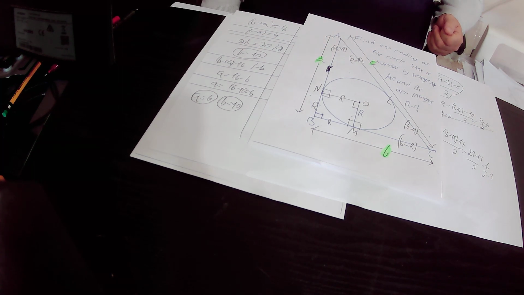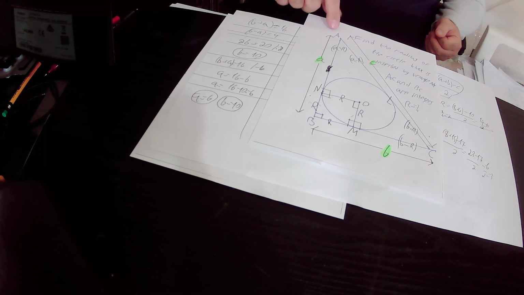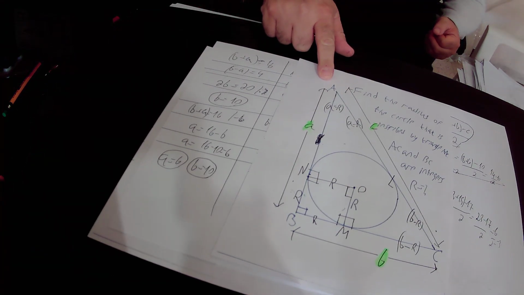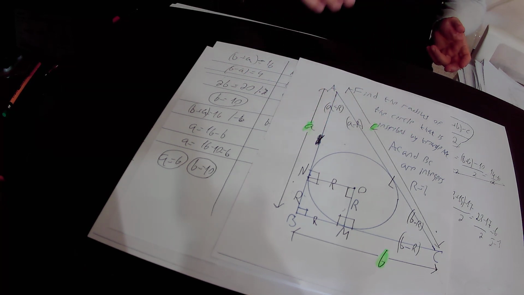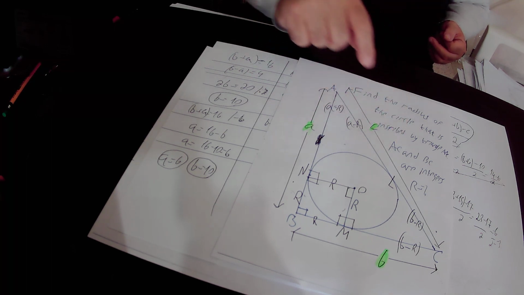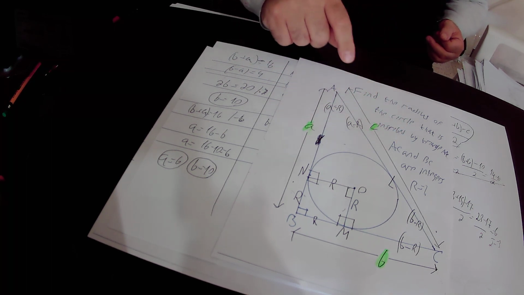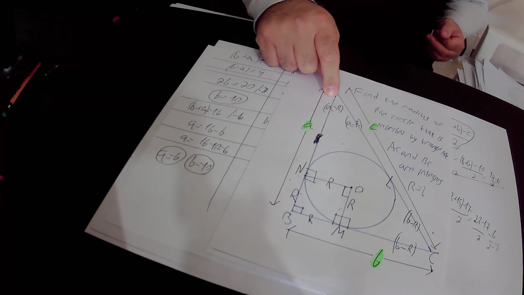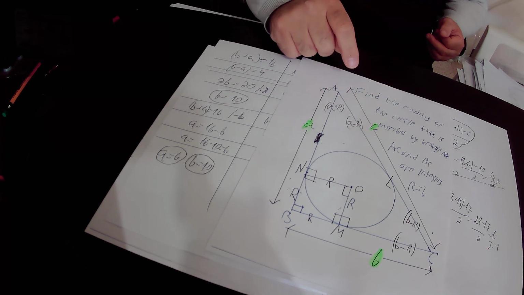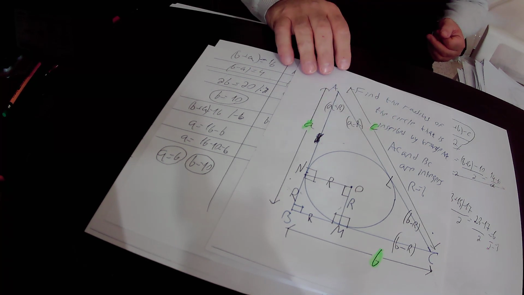Then I presented to you rule number 2. According to rule number 2, the lengths of two tangents from a common external point to a circle are equal. So if we focus on the common external point A, from A we have two tangents to this circle, tangent AN and tangent AL. And according to rule number 2, AN must be equal to AL. But we have already found out that AN equals A minus R. Therefore, AL also must be equal to A minus R.